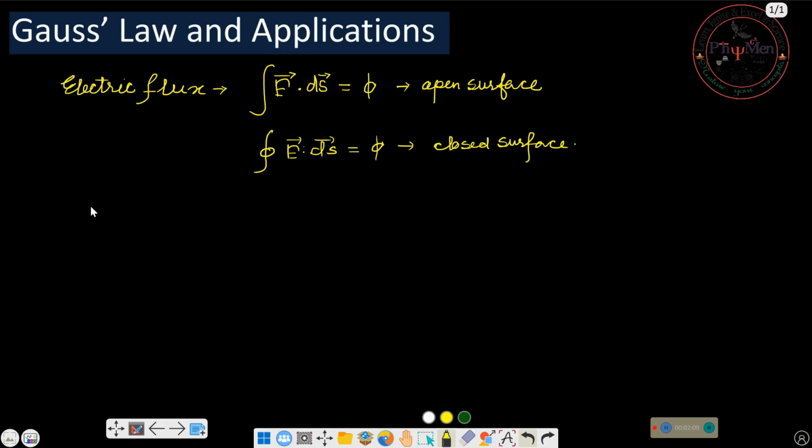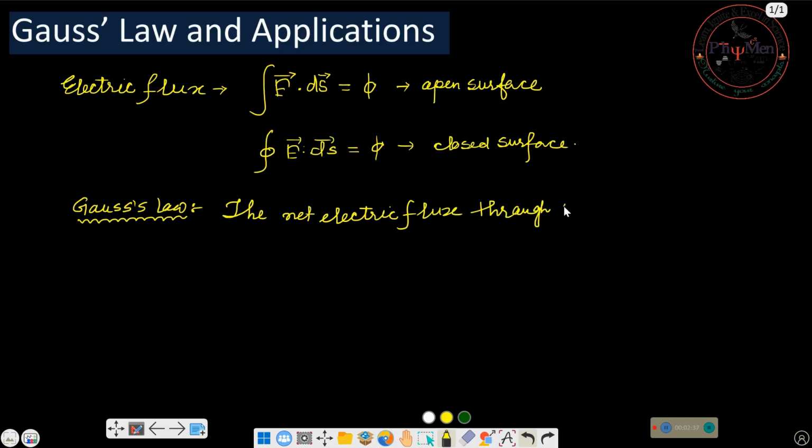Now for Gauss's law, what does Gauss's law say? The total electric flux, or the net electric flux, through a closed surface is q in by epsilon naught.